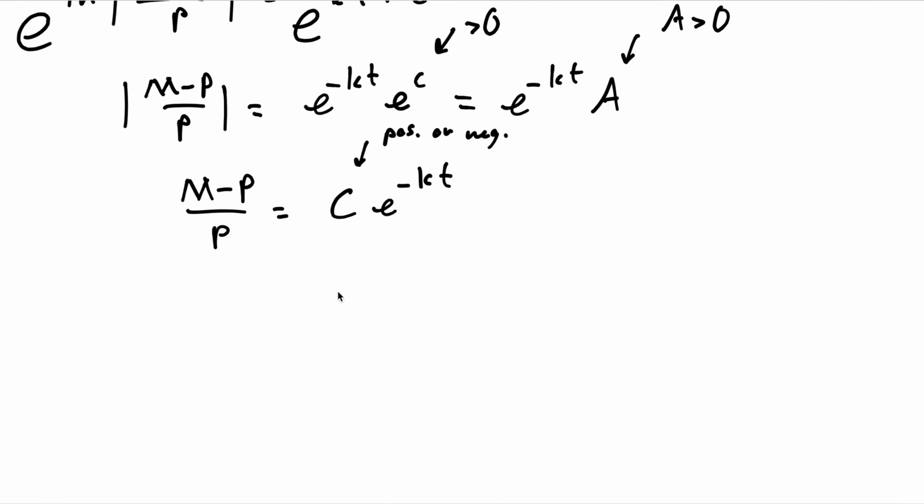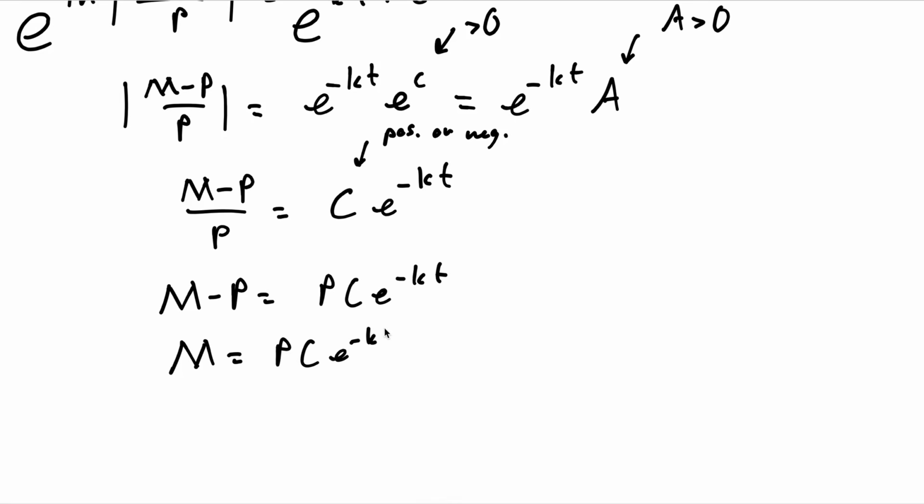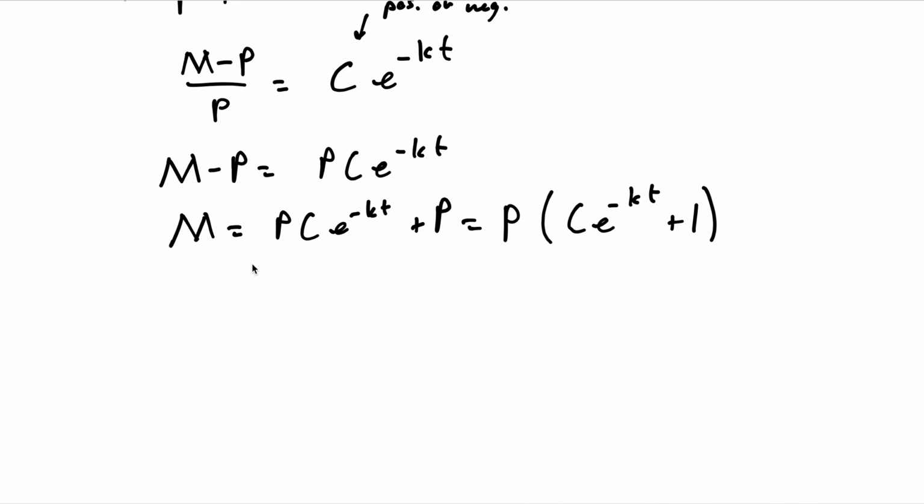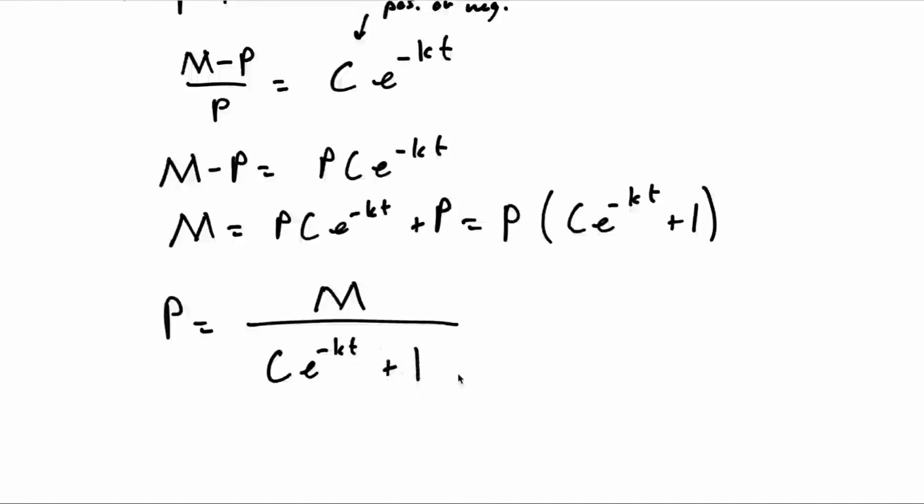We want to solve this expression for the function P. We multiply both sides by P. We add P to both sides. And then on the right, we can factor out a P. P times (C times e to the negative kt plus 1). Finally, to solve for P, the population, we divide both sides by this expression. P equals M divided by (C times e to the negative kt plus 1).